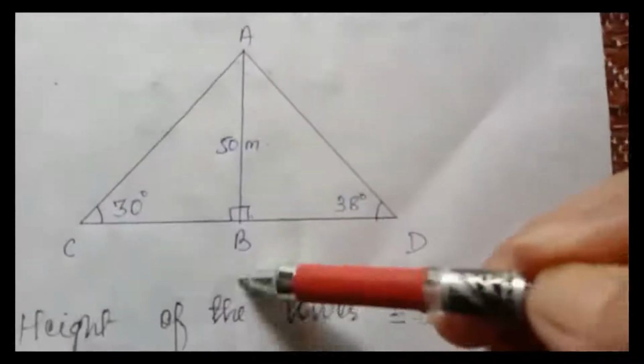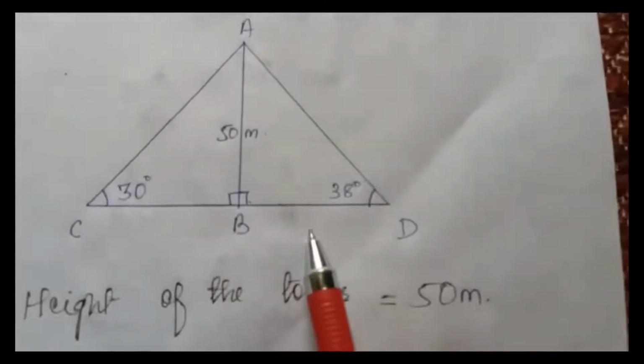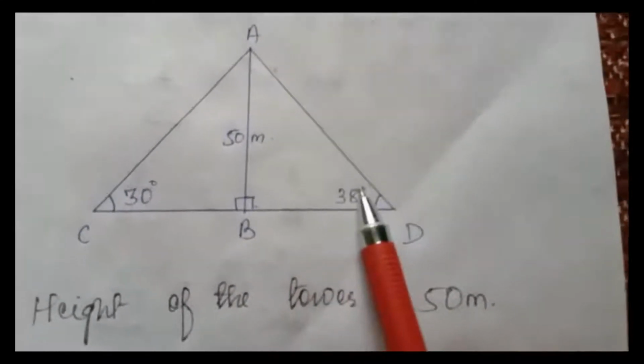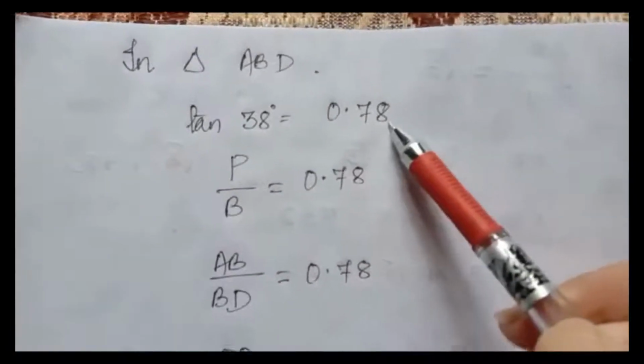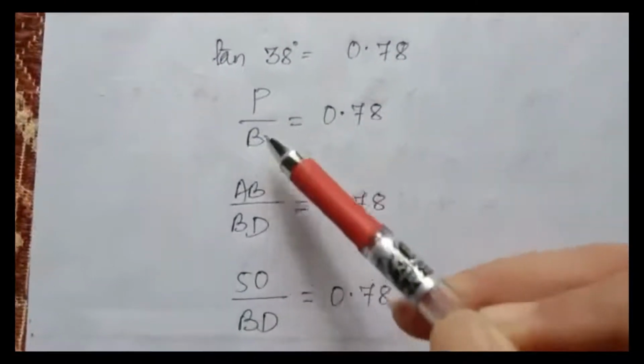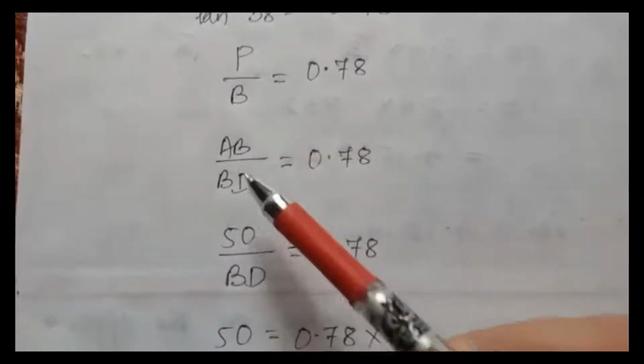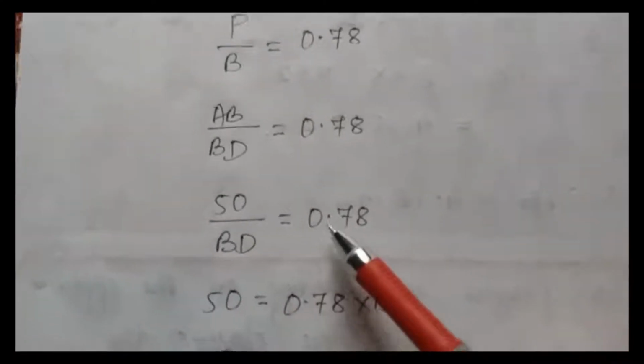So first we are using triangle ABD. In triangle ABD, perpendicular is given, we need base, so we have to use tan 38 degrees, which is 0.78. You can copy from your book, it's already given in the book. So tan 38 is 0.78, tan is perpendicular by base, perpendicular is AB, base is BD, so it is equal to 0.78. So AB is 50, 50 by BD is equal to 0.78.